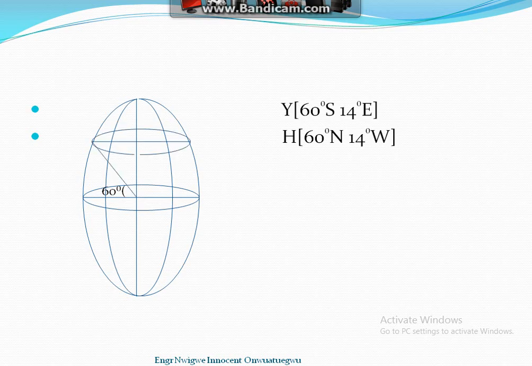We mark it. Since it is south, the angle is at the lower part of the circle, pointing to the lower part of the circle, while for H we measure out 60 degrees north on the equator along the great circle. Then we draw a straight line upward. Since it is 14 degrees west, on the small circle we locate 14 degrees west.